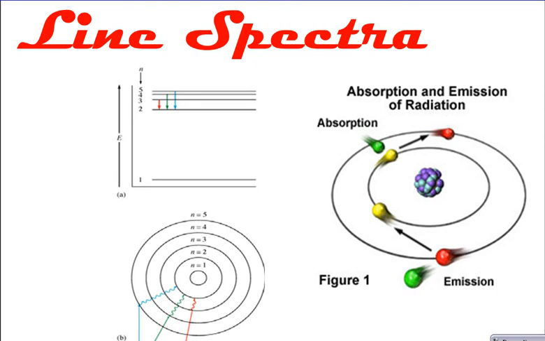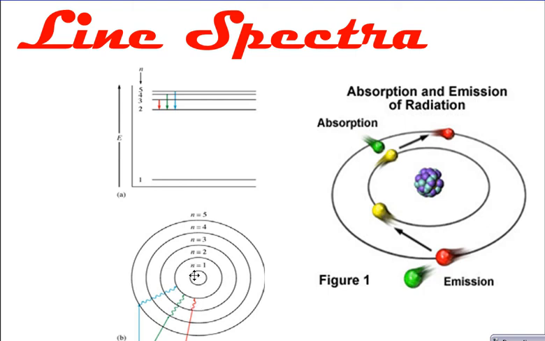So to move from the ground state, which is n equals 1, to n equals 2, an electron must absorb energy, and therefore the change in energy will be positive. To go from 2 to 1, the electron must lose energy. Emission emits energy, and therefore the change in energy will be negative.